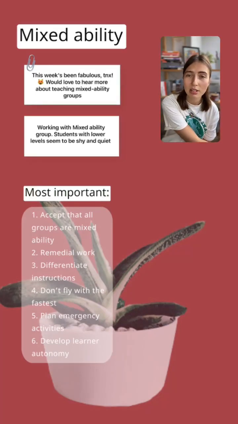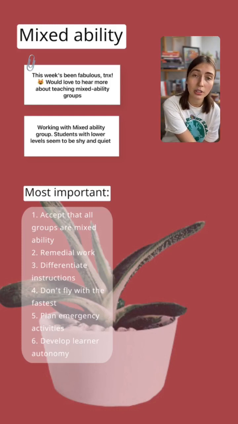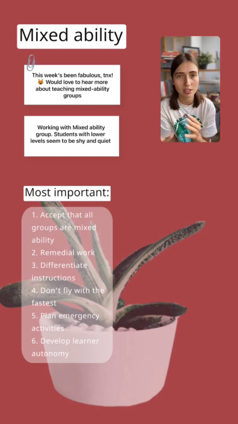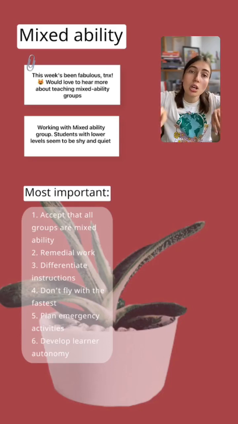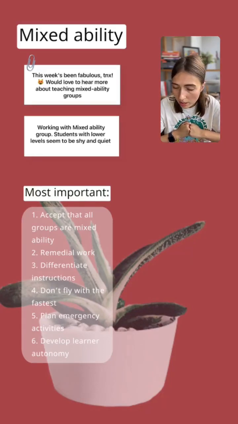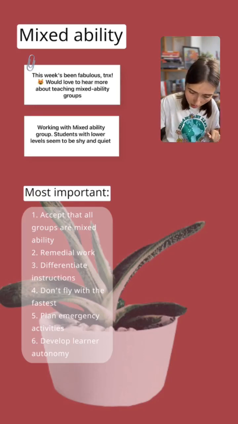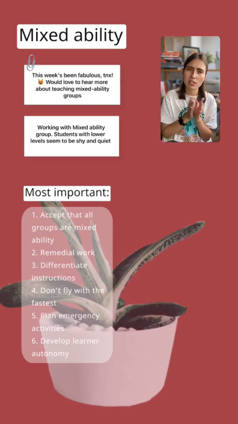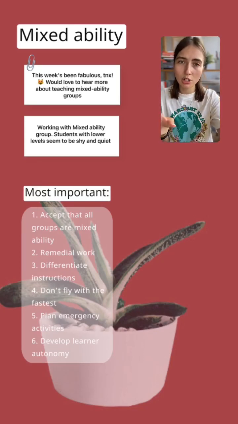Number 3, you can differentiate instructions, which is you can invite students to do different tasks. You can have a set of tasks and invite students to choose the task that they feel most comfortable with. There was an article which I linked in my stories. You can go back and see it. It was an article by British Council, differentiating instruction. And they give examples of how we can change the task.